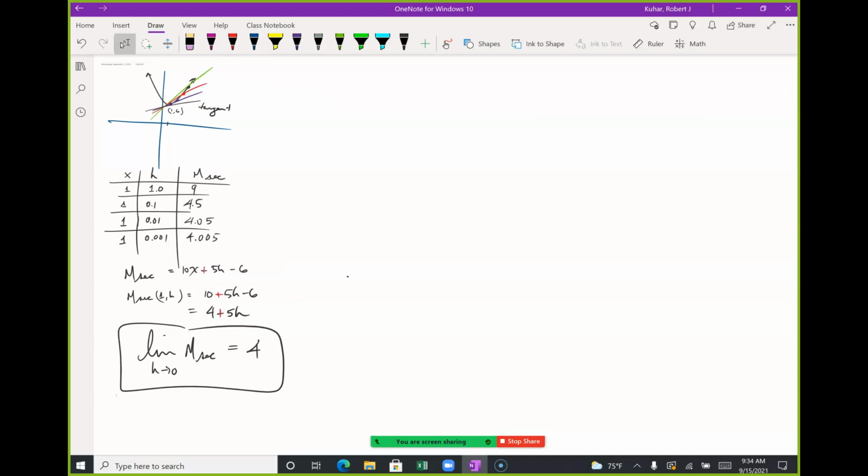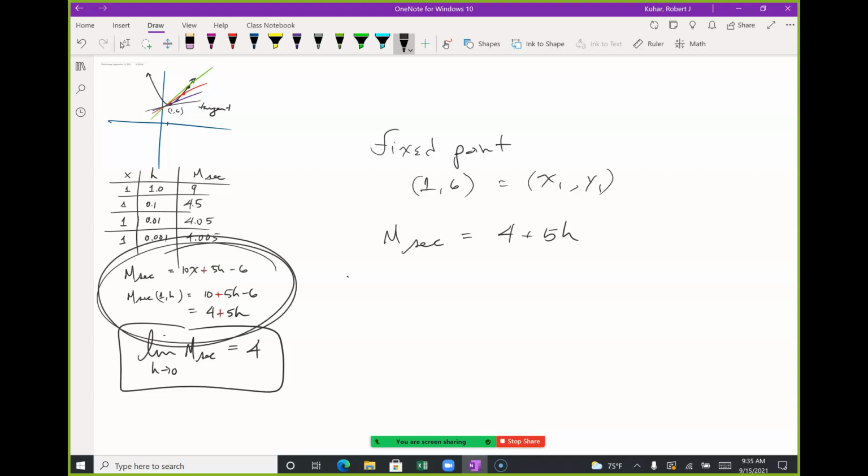Nice. Let's take a look at this on Desmos, but we need a couple of things. We need a fixed point, we need a slope, and we need the equation of a line, right? I already know my fixed point is x equals 1, so 1 comma 6. I need the x sub 1, y sub 1, right? And I know the slope of my secant is 4 plus 5h, and I've already put in x is 1 there. Remember, I did that work over here. I put in that x is 1, and I let h stay a variable. So this is my slope, right?